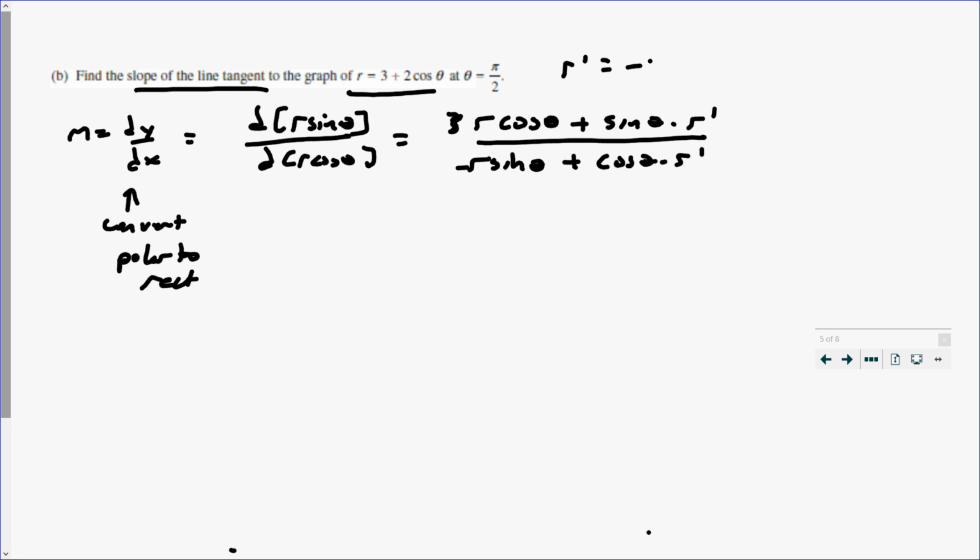What's r prime going to be? Negative 2 sine of theta. And there we go. And now I'm going to rewrite this all out. It's going to be really long and nasty.